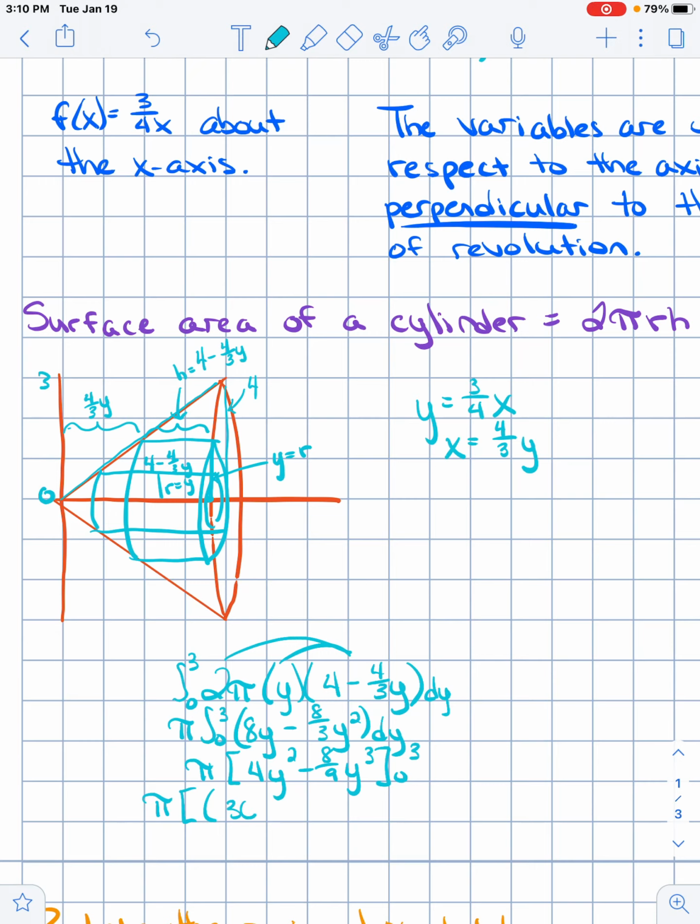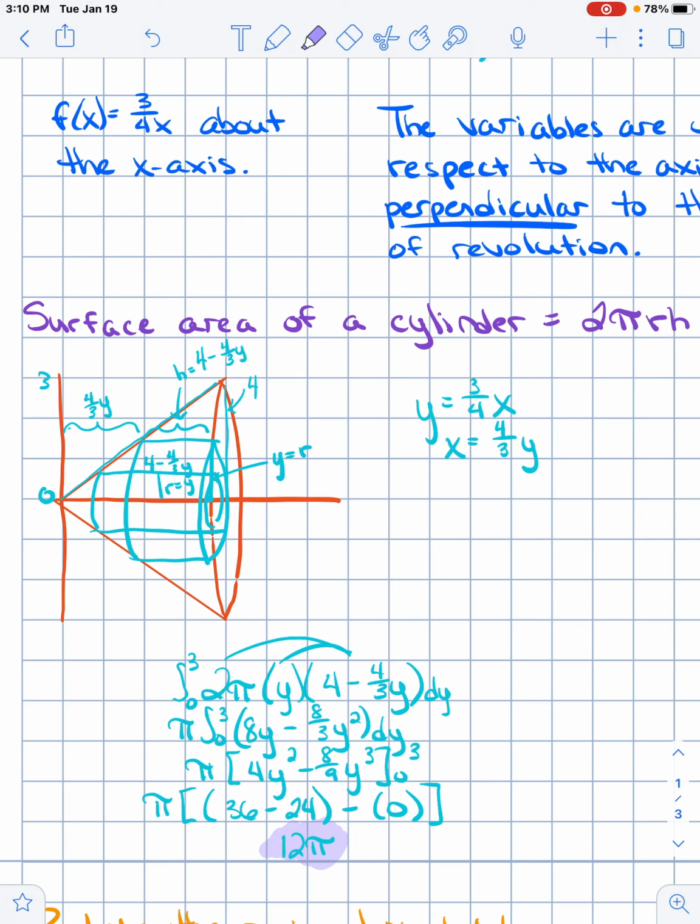Okay, 3 squared is 9 times 4, that's 36. 3 cubed is 27. 27 times 8/9 is 24. And then if I plug in 0, I get 0. 36 minus 24 is 12 pi. Okay, we got the same answer with a different method.